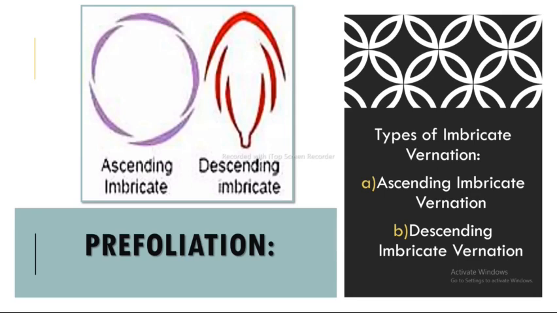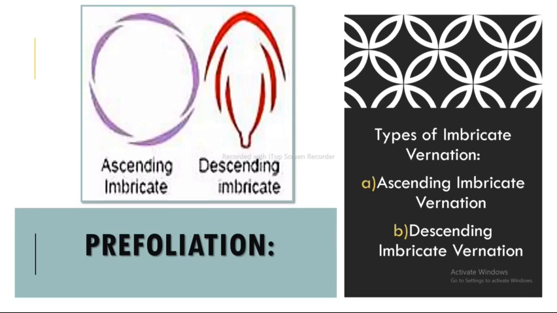But in case of the descending imbricate vernation, also known as vexillary, it is no doubt a type of imbricate vernation. Here, out of 5 petals, the odd fifth posterior petal, which is also known as the standard or vexillum, is the largest and the outermost. It overlaps the two lateral petals, which are known as wings or alae, and the lateral petals in turn partially overlap the two smallest and innermost petals, which are known as keel.